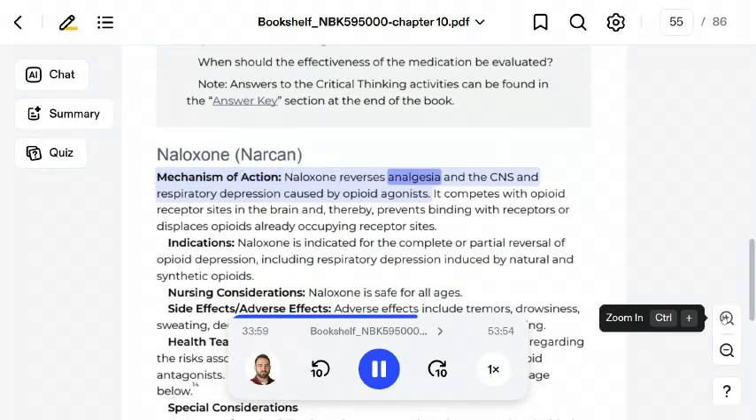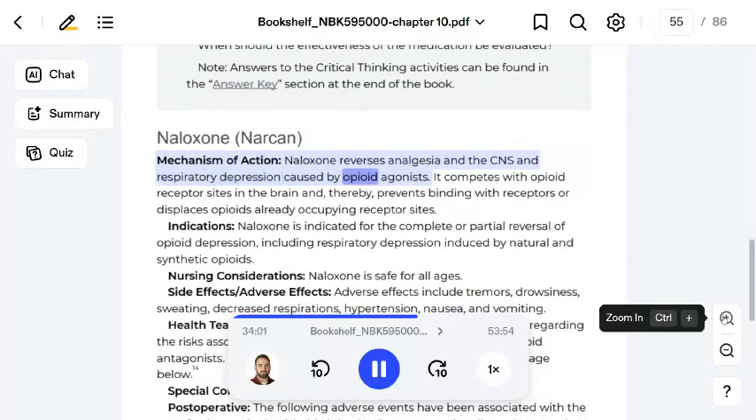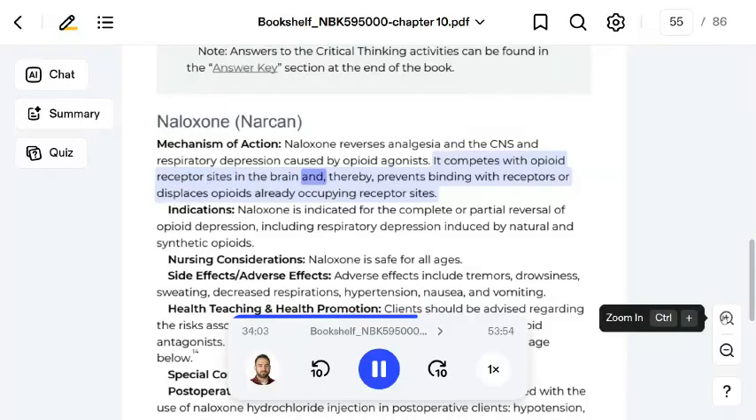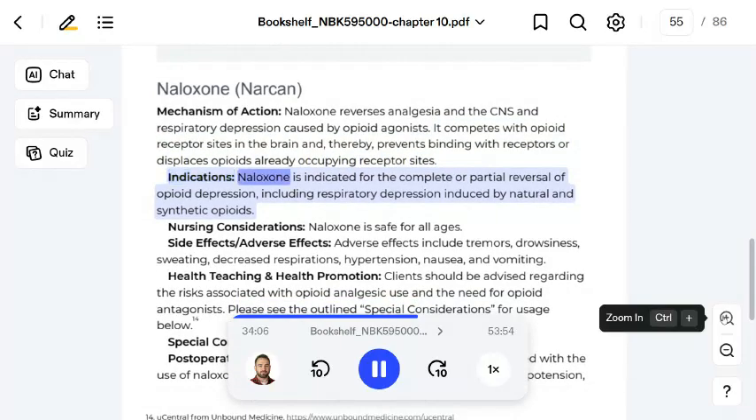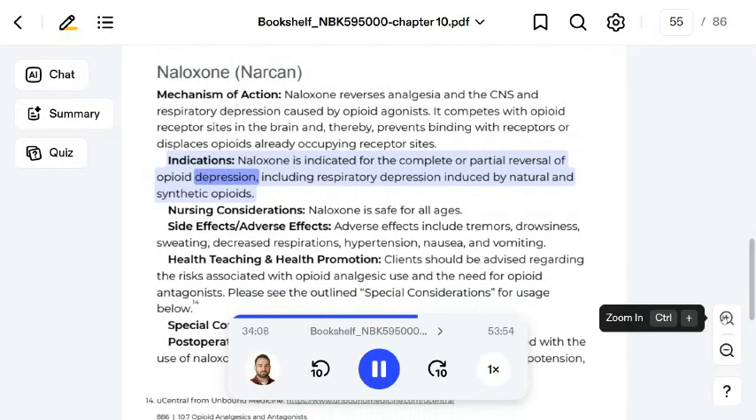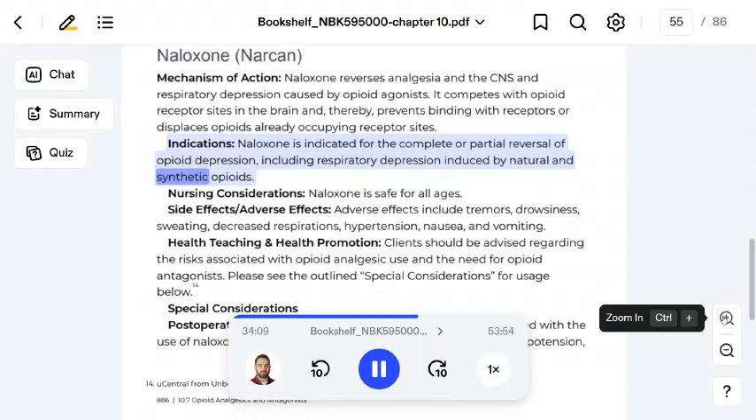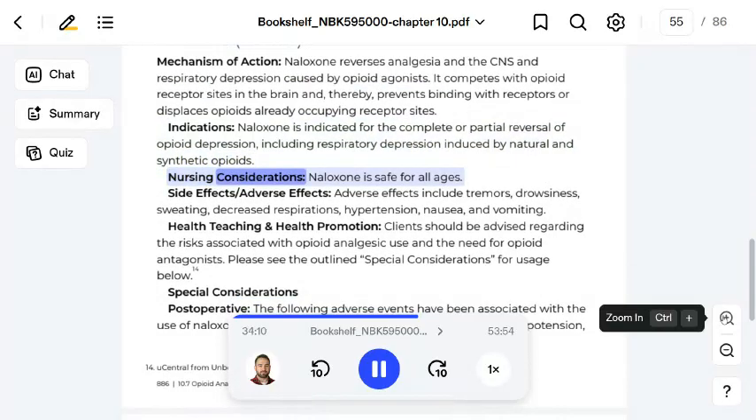Naloxone reverses analgesia and the CNS and respiratory depression caused by opioid agonists. It competes with opioid receptor sites in the brain and thereby prevents binding with receptors or displaces opioids already occupying receptor sites. Indications: naloxone is indicated for the complete or partial reversal of opioid depression, including respiratory depression induced by natural and synthetic opioids. Nursing considerations: naloxone is safe for all ages.